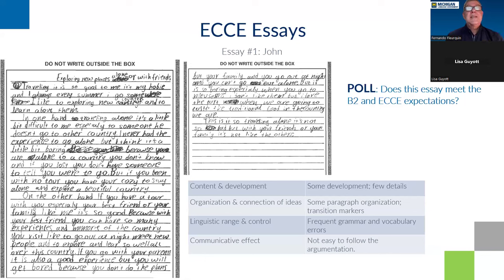and at the end, I like his conclusion. It was John. This is it. So, traveling alone, it's not so bad, but with your friends and your family, it's not like the others. I don't know what all that means in some way, but yeah, there are several grammar and vocabulary errors.